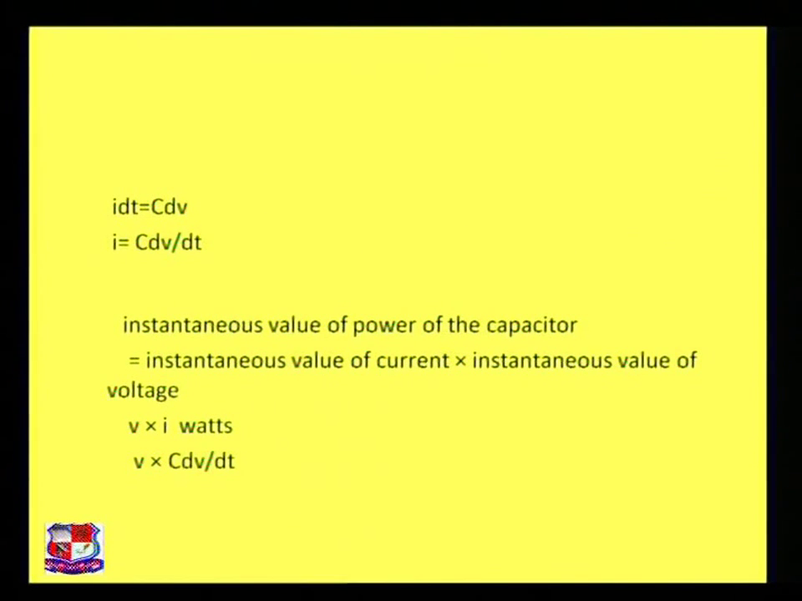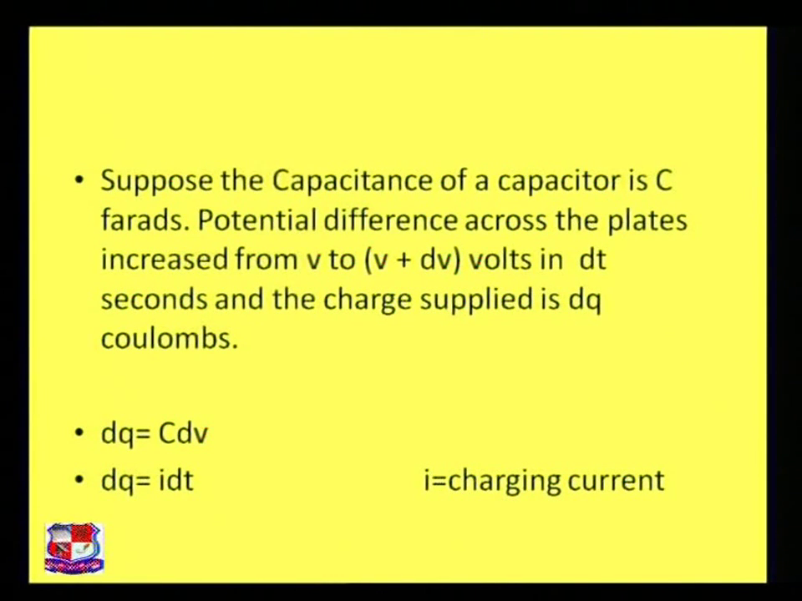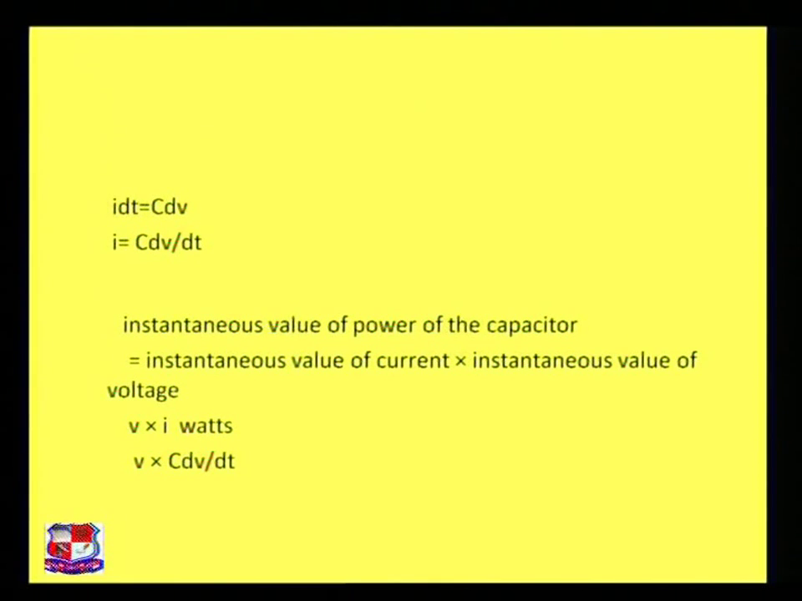After comparing both the equations, we can write that I into dt is equal to C into dV, because we are comparing dq. So C dV will be equal to I into dt, and after that, making I the subject, we have the equation I is equal to C into dV by dt.